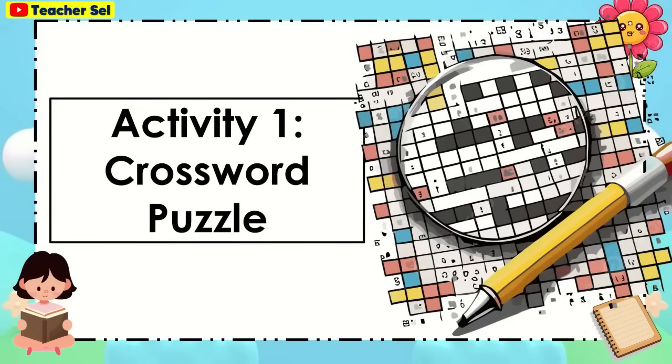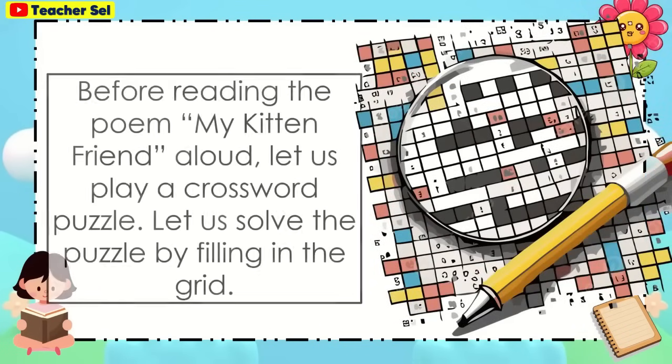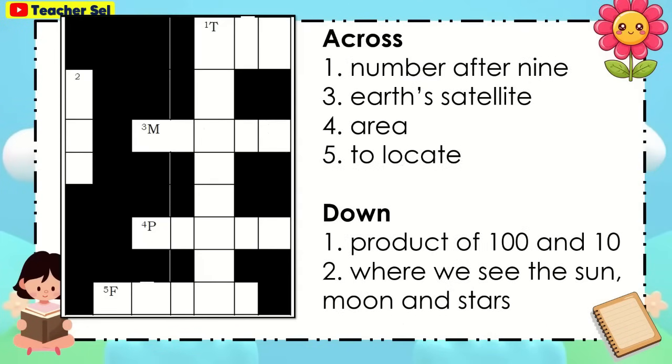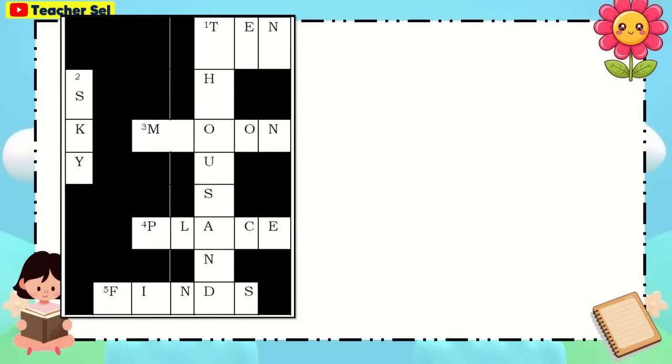For Activity 1, Crossword Puzzle. Before reading the poem My Kitten Friend aloud, let us play a crossword puzzle. Let us solve the puzzle by filling in the grid. For the across: 1, number after 9. 3, Earth satellite. 4, area. 5, to locate. For down: 1, product of 1 times 10. 2, where we see the sun, moon, and stars.